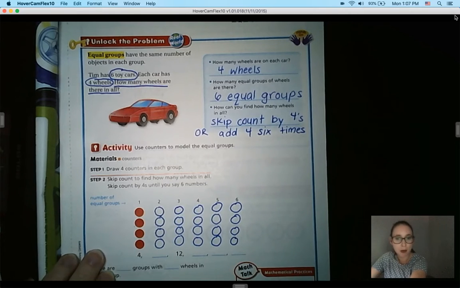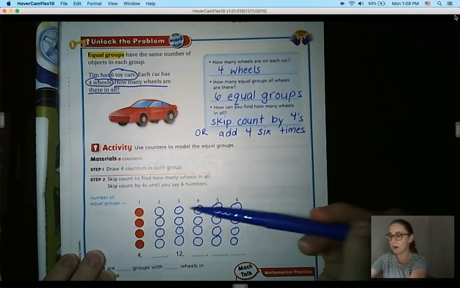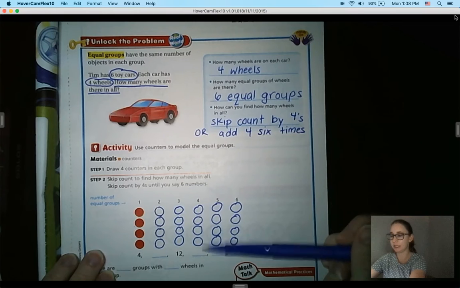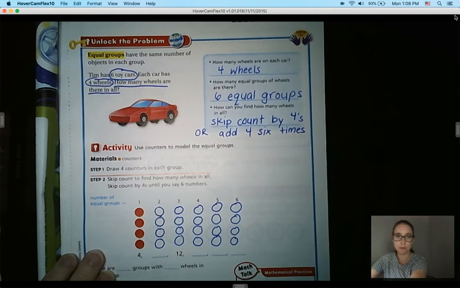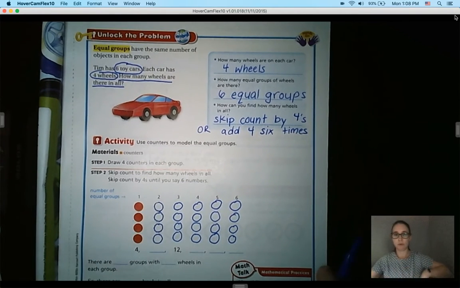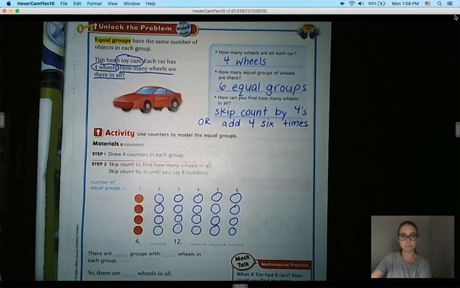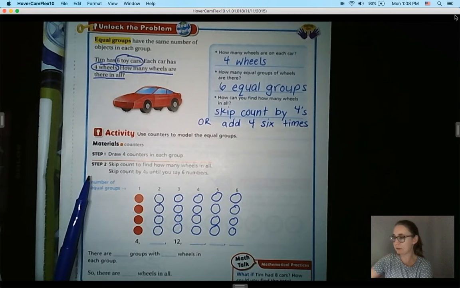Go ahead and pause this and make sure that you are adding 4 wheels under each equal group, and unpause it when you're ready to move on. All right, so you should have all of your wheels written or drawn. Now it says skip count to find how many wheels in all.